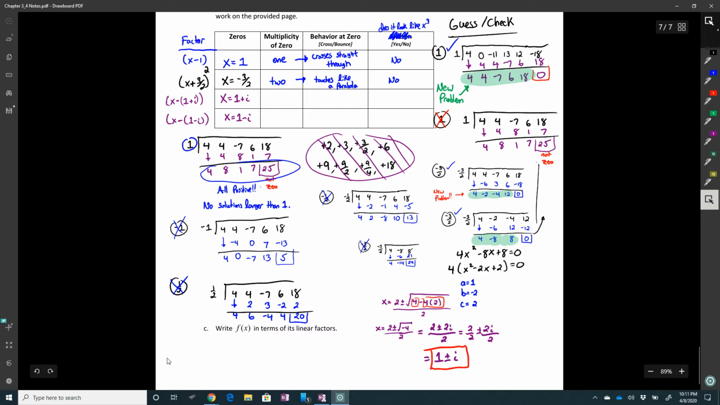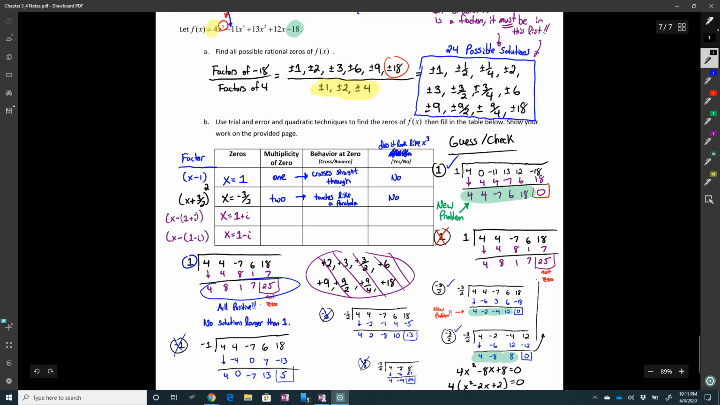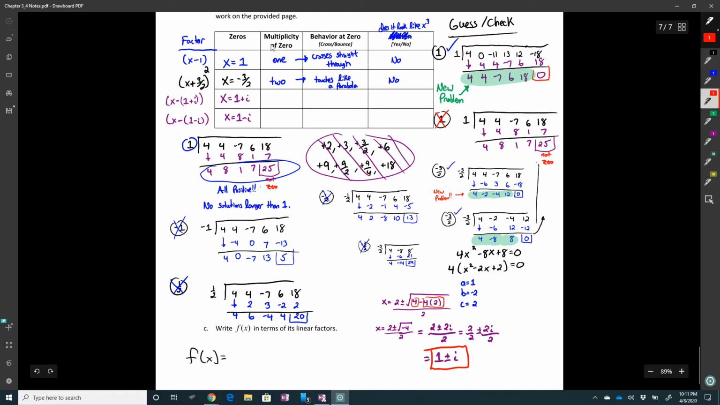Anyway, so the final part is write it in terms of linear factors. Well, since you know all the x-intercepts, I already have the factors on the left side. So it's going to be f of x is equal to my leading coefficient. The leading coefficient was 4. And then I just write down all the factors. x minus 1, x plus 3 halves squared. Then x minus 1 minus i, x minus 1 plus i.